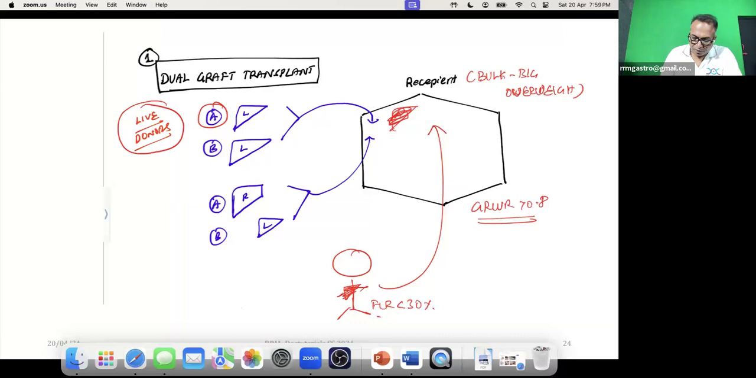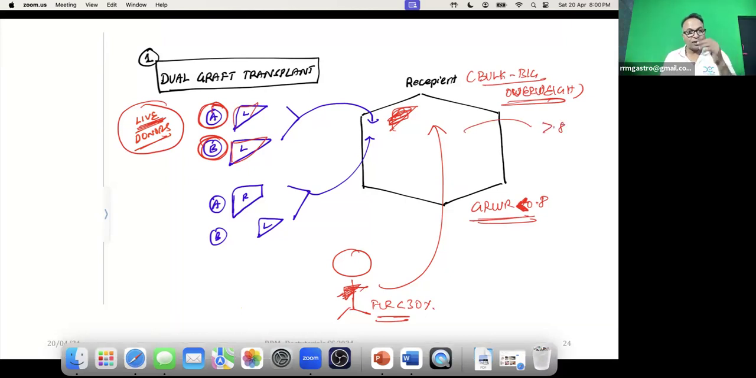So what will I do? If FLR is less than 30% or GRWR is less than 0.8, in such cases I am going to take organs from two people, two live donors, A and B. For this one big bulk fellow, two people are going to give two small segments of liver so that his GRWR will be more than 0.8. That is called a dual graft transplant.